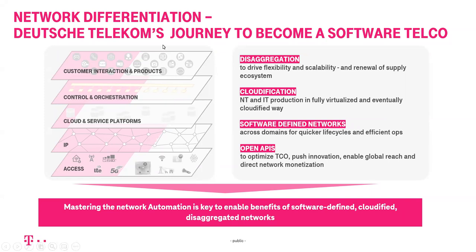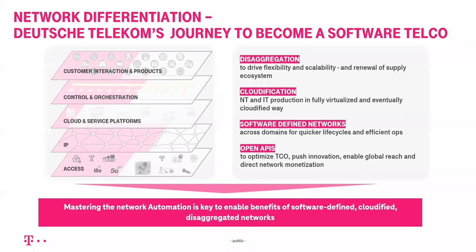And with that, I'd like to come to my first slide here. I'd like to give you a bit of context where this project DT ONAP or TNAP, as we call it, is embedded. It's embedded in a larger program called network differentiation. So how does Deutsche Telekom plan to build the networks of the future? You can see on the right-hand side that we have colleagues dealing with disaggregation of networks in order to drive flexibility and scalability, and also to give a new push to the ecosystem. We have colleagues working on the cloudification of things, on software-defined networks, and of course, also we'd like to leverage open APIs a lot in the future.